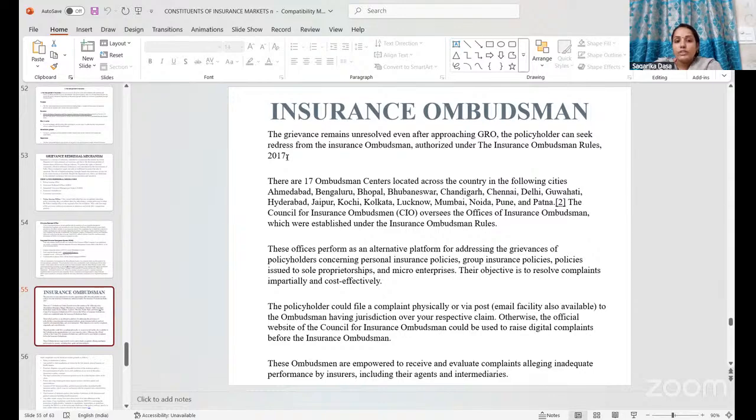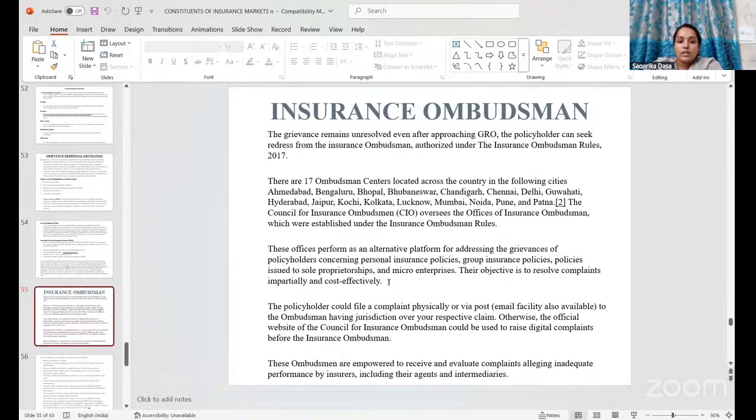The Council of Insurance Ombudsman (CIO) oversees the Office of Insurance Ombudsman, which was established under the Insurance Ombudsman Rules. This office performs as an alternative platform for addressing the grievances of policyholders concerning insurance policies, group insurance policies, and policies issued to sole proprietorships and micro enterprises. Their objective is to resolve complaints impartially and cost effectively.